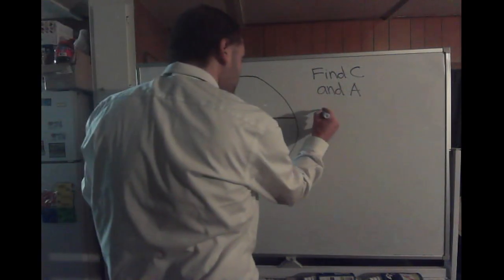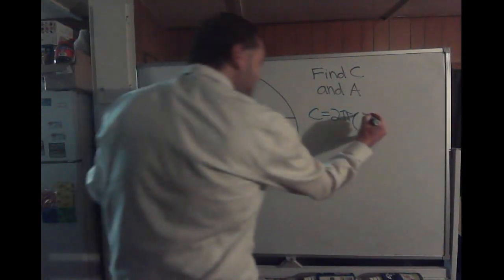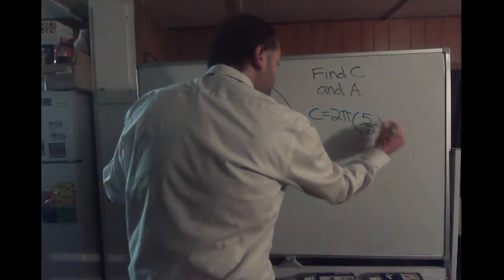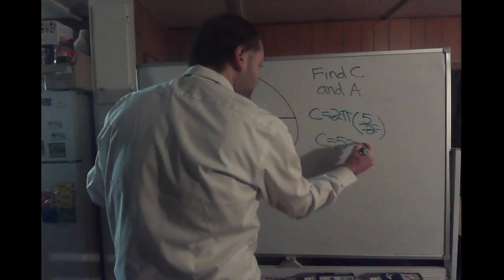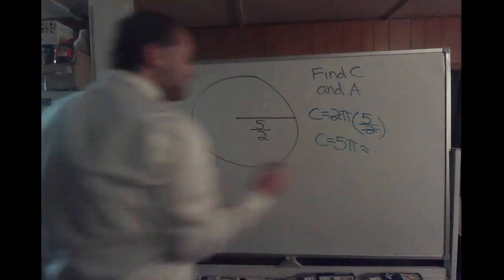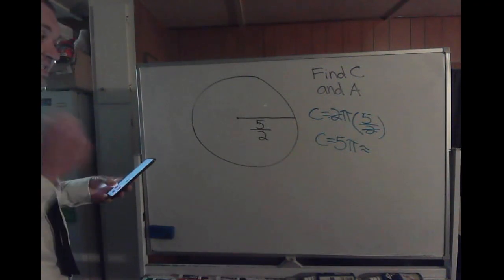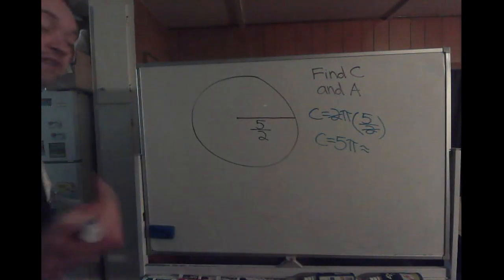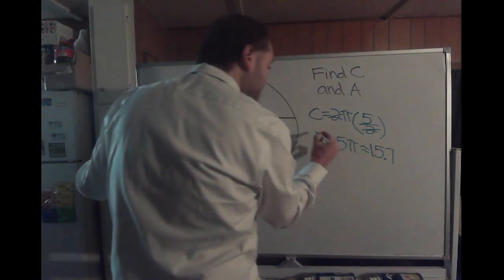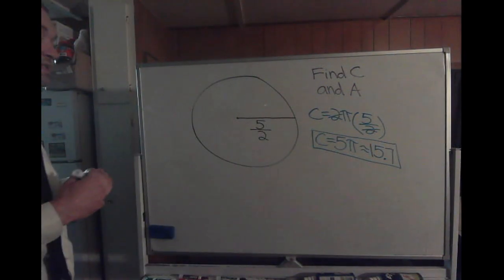So the circumference, of course, is equal to 2 pi times your radius, which is 5 halves. Well, we know the 2's are going to cancel out, so that means your circumference would be exactly 5 pi, but we need to get a decimal approximation to 1 decimal place. So the circumference is exactly 5 pi units, but what is 5 pi? It's approximately 15.7 units. So the circumference of this circle is exactly 5 pi units, or approximately 15.7 units.